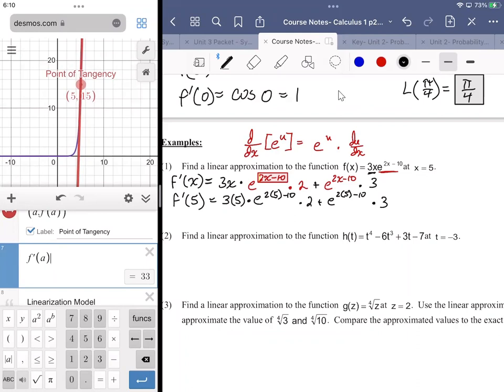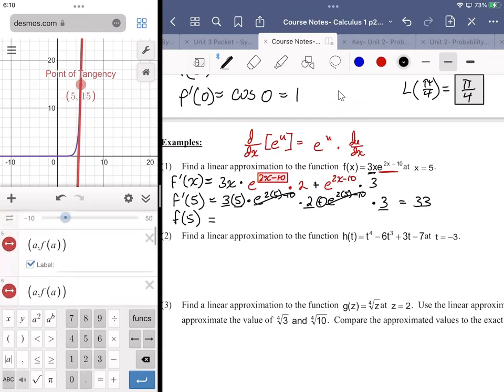All right, the e to the 2 times 5 minus 10 is really e to the 0th power, which would give you a result of 1. So these parts would cancel away. And so 3 times 5 times 2 is 30, plus 3 would be equal to 33. So even if you did it by hand, it wouldn't take a whole heck of a long time. Right? We also need f of 5, which actually would be even easier to do by hand.